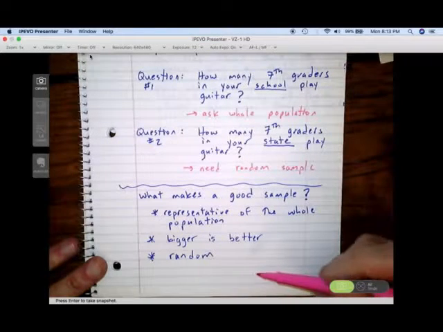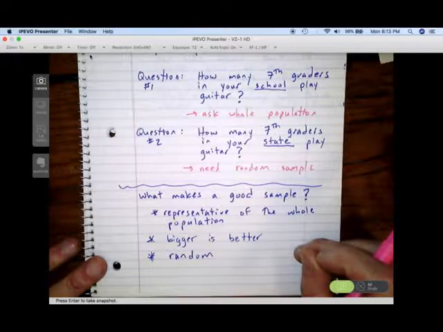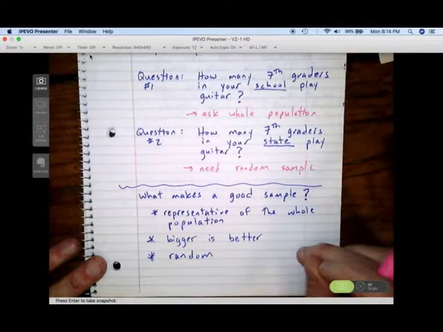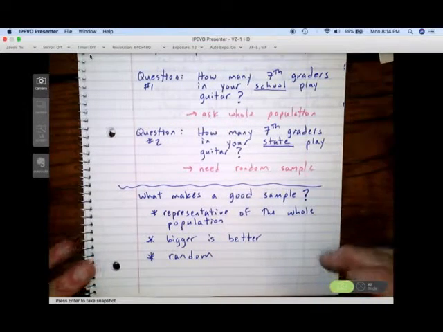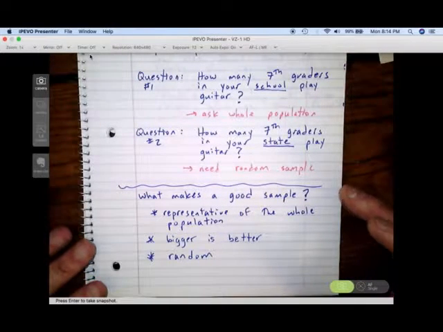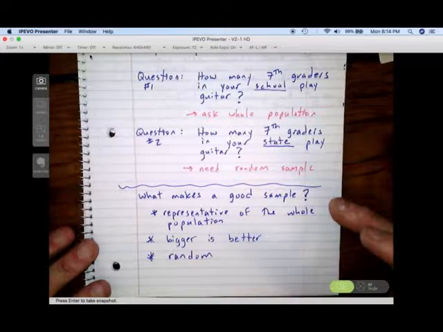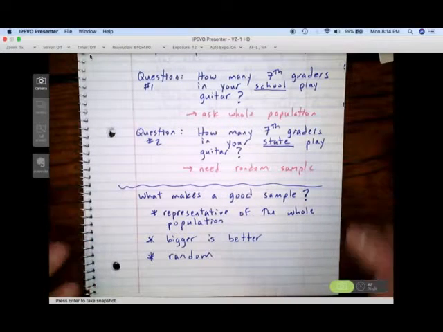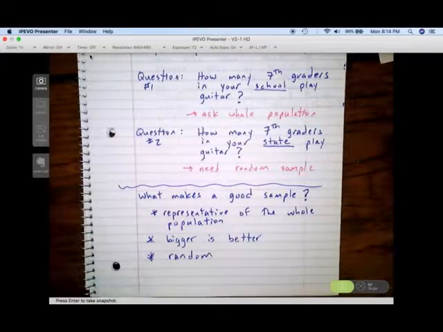And so what I have in mind here is, let's say we want to figure out how many seventh graders in the school like to sing. Let's say we're at a big school. Do you want to go to the choir class and ask the first 10 kids that show up to choir class if they like to sing? Or do you want to pick a group of kids from all around the school and ask them?